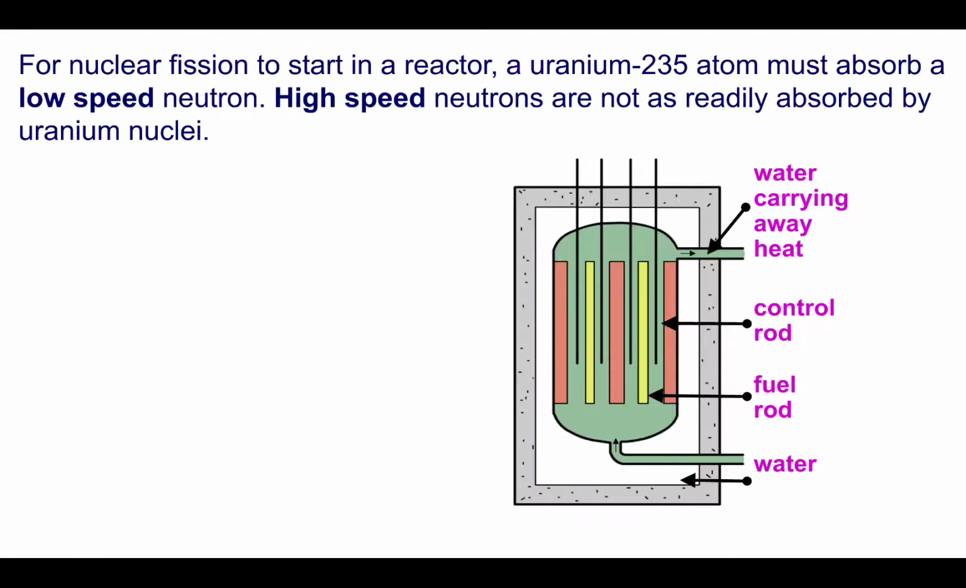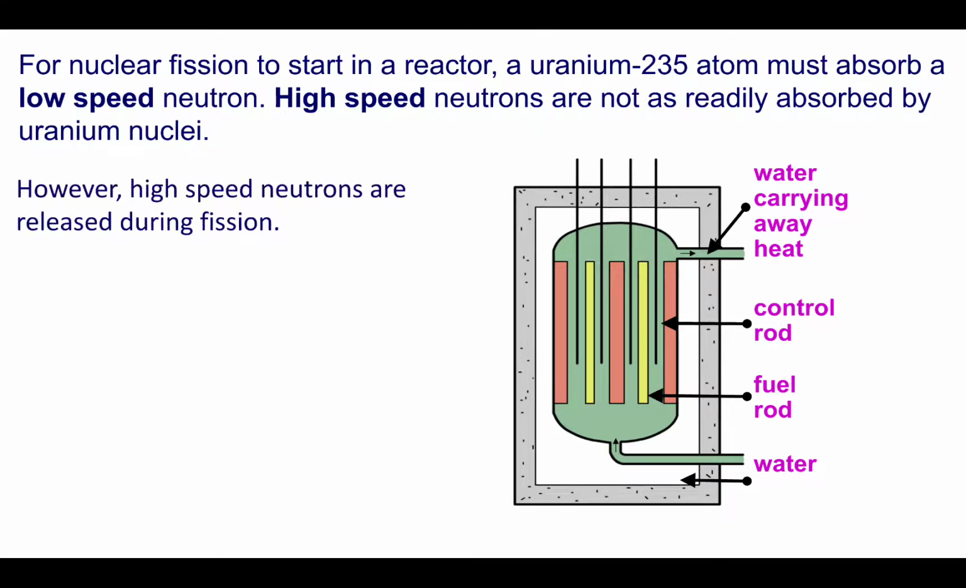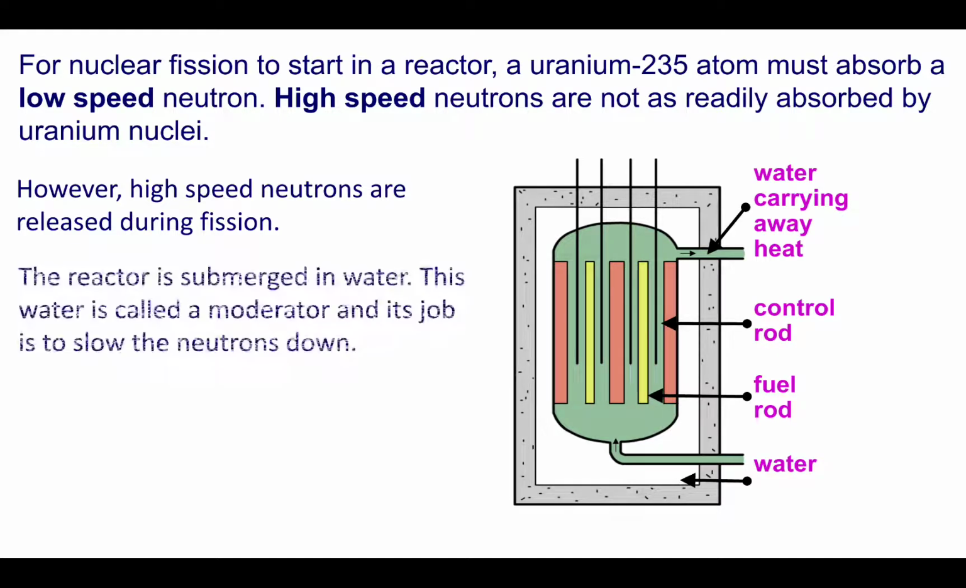So I just want to give some basics about how a nuclear fission reactor works. For nuclear fission to start in a reactor, a uranium-235 atom must absorb a low-speed neutron. High-speed neutrons are not as readily absorbed by uranium nuclei. Basically, they scatter off the uranium-235 atoms, deflect off, and they're not absorbed. So we need to slow them down a little bit. During a fission reaction, high-speed neutrons are released.